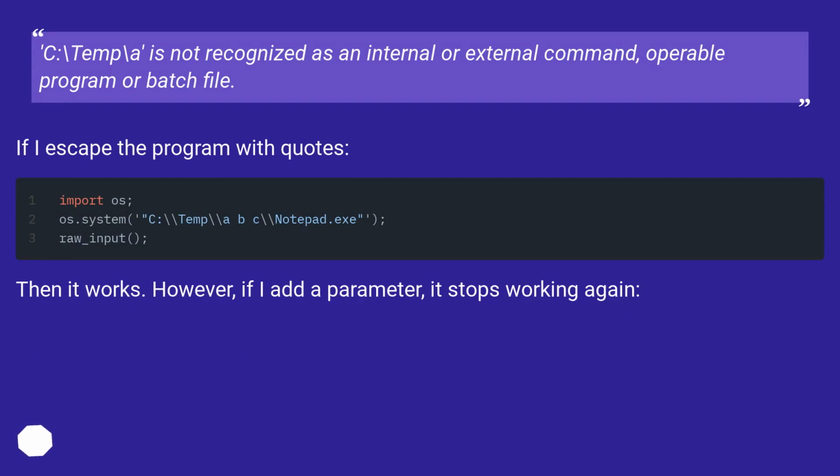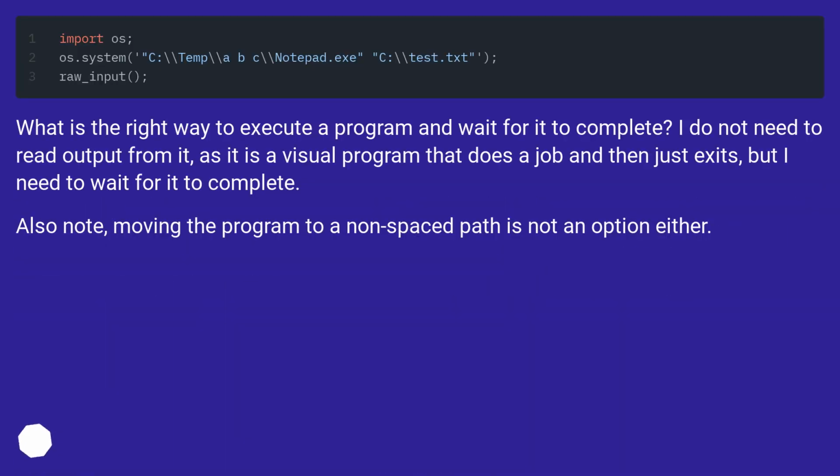C:1. If I escape the program with quotes, then it works. However, if I add a parameter, it stops working again. What is the right way to execute a program and wait for it to complete? I do not need to read output from it, as it is a visual program that does a job and then just exits, but I need to wait for it to complete. Also note, moving the program to a non-spaced path is not an option either.